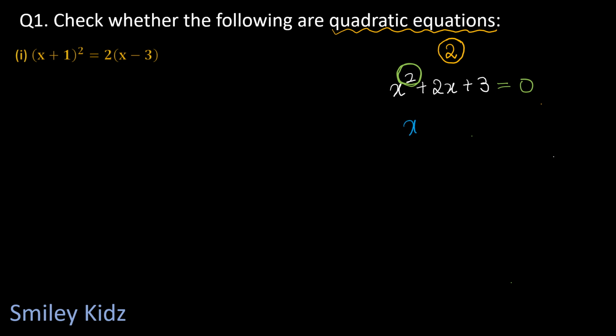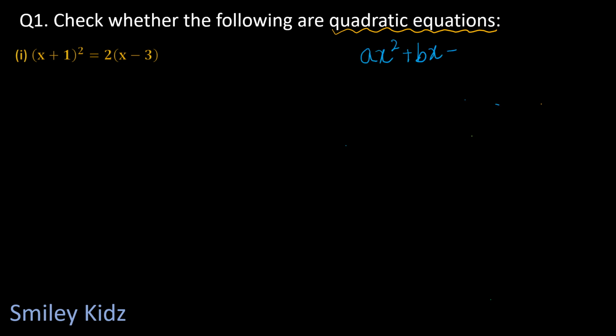Now, it's your turn to tell me whether this is a quadratic equation or not. Well, obviously this is not, because the degree of this equation is 3. And such equations are called cubic equations and not quadratic equations. So what is the standard form of a quadratic equation? It is ax squared plus bx plus c is equal to 0.